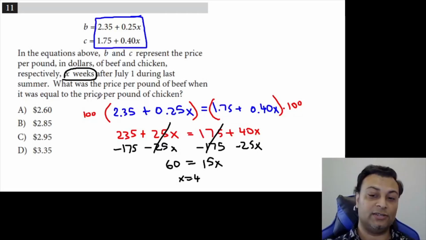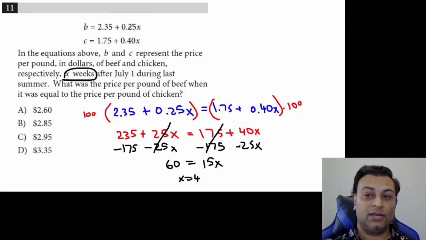But that's not the answer, and they don't have 4 in there. Besides, they're not asking you for weeks, they're asking you for dollars. So we're going to put 4 back into one of these equations. Either one is fine because that's when beef and chicken are equal. But putting it in here will get you beef.